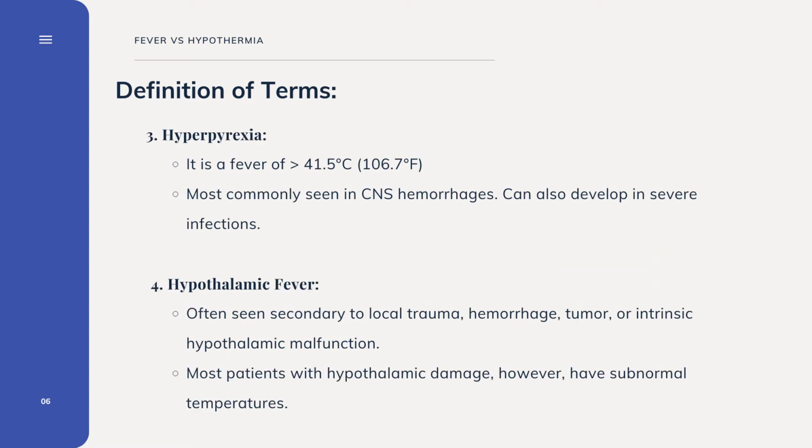A fever of greater than 41.5 degrees Celsius is called hyperpyrexia. This extraordinarily high fever most commonly occurs in patients with central nervous system hemorrhages, but can also develop in patients with severe infection. The term hypothalamic fever is sometimes used to describe elevated temperature caused by an abnormal hypothalamic function. This rare condition could be brought about as a result of local trauma, hemorrhage, tumor, or intrinsic hypothalamic malfunction. Most patients with hypothalamic damage, however, have subnormal, not supranormal, body temperatures.